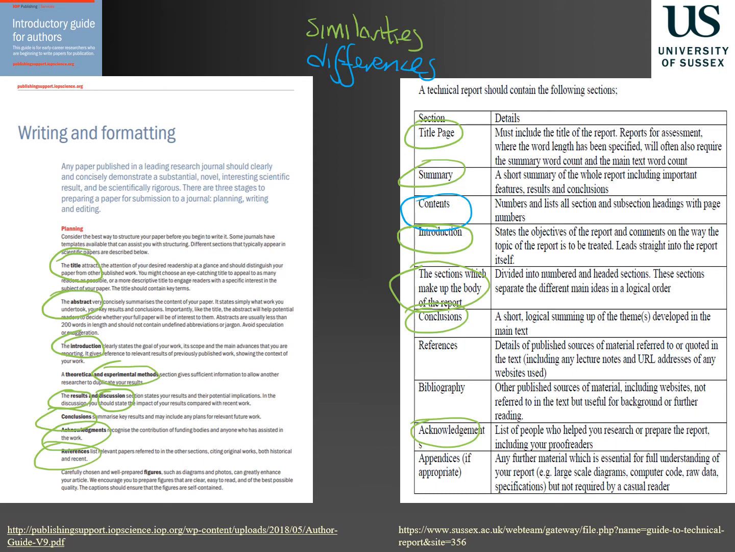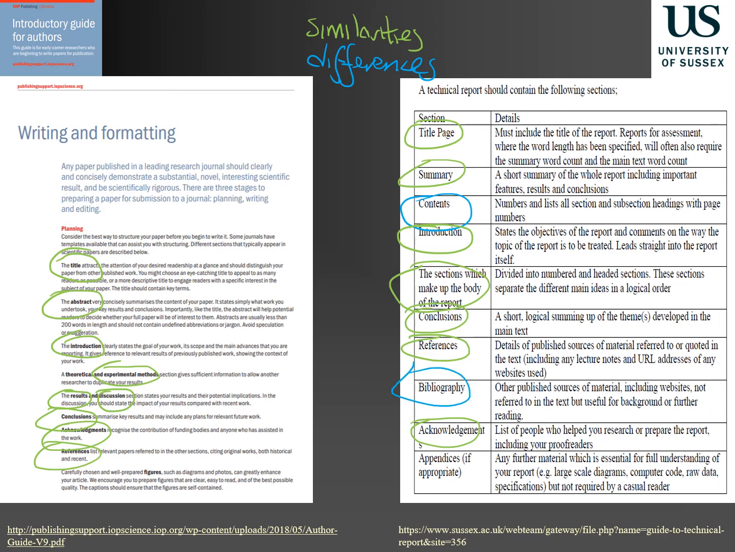References. All experiments build on the work of others. Throughout the paper or report, but especially in the introduction and discussion sections, mention should be made of the work of others, which is relevant to your experiment. There are specific ways by which references should be included. See below for a link to a recognized referencing convention.